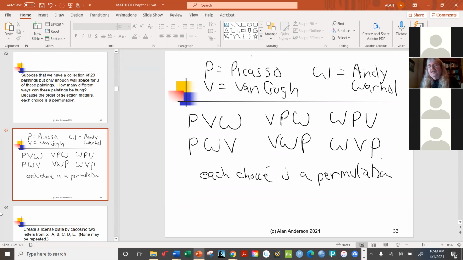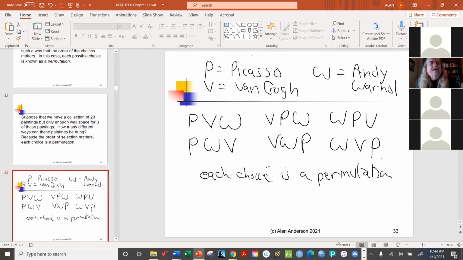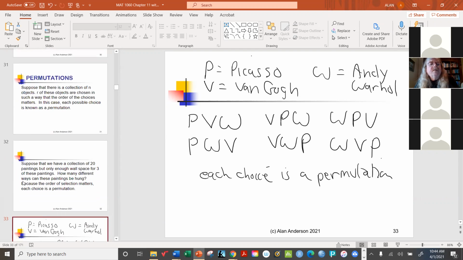Now, the number actually turns out to be quite large. In fact, it's over 6,000. So rather than try to write them all out, what we would like to do is introduce a formula for calculating the number of permutations.